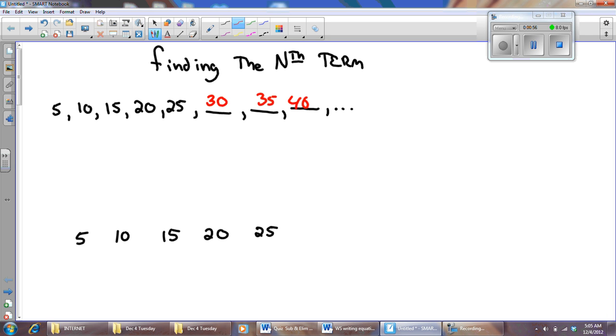And perhaps difficult is the wrong word. Let's say advanced. And we're going to be able to find any term in the sequence. If you look at it, you found the 6th, 7th, and 8th terms. Well, I'm going to show you a way to find the 100th term without listing 95 more blanks and then filling them in. We'll be able to find the 1055th term if we want.